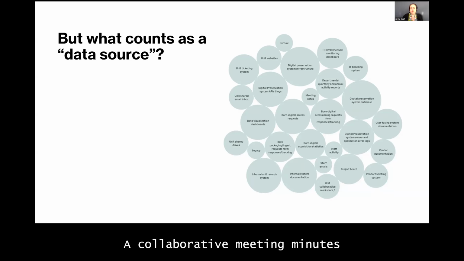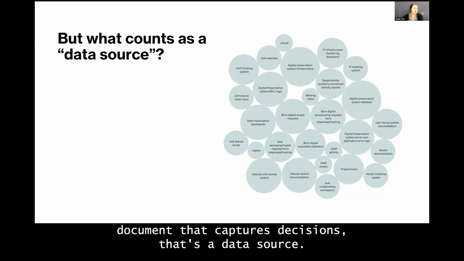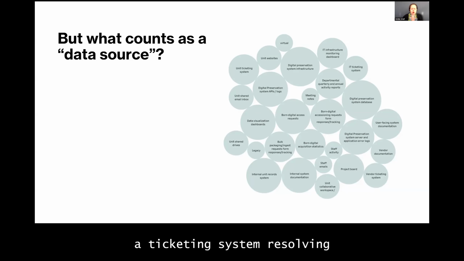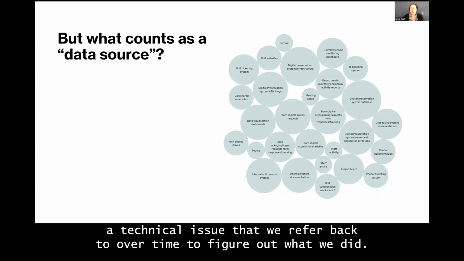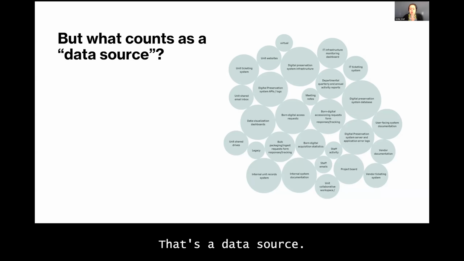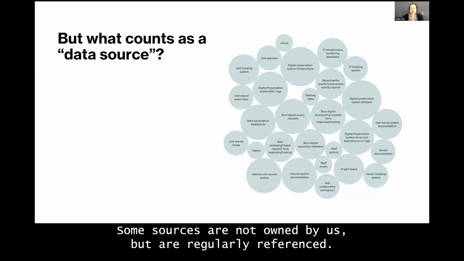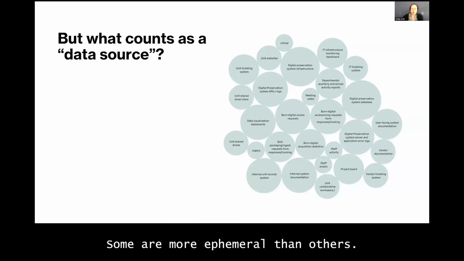Also, some sources aren't obvious. So a collaborative meeting minutes document that captures decisions, that's a data source. A thread in a ticketing system that resolved a technical issue that we refer back to over time to figure out what we did, that's a data source. Some sources aren't owned by us, but are regularly referenced. And then some are more ephemeral than others.